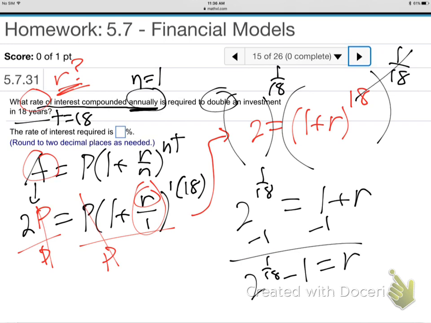You type that in on your calculator. You know how to do that? Like 2 to the power 1 divided by 18 minus 1. Let's see what we get. 2 to the power 1 divided by 18. I'm getting 0.03. How many places do they want here? 2 decimal places. 0.03. Oh, but they want me to convert it to percentage.